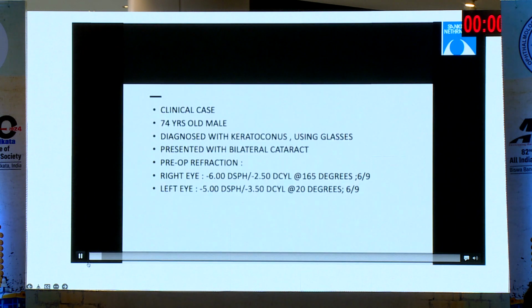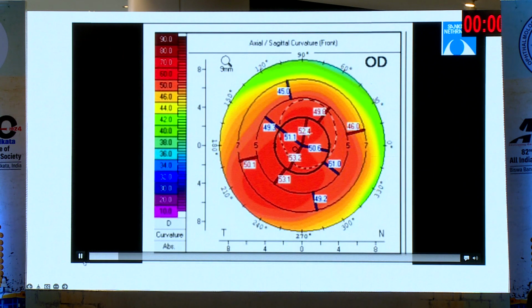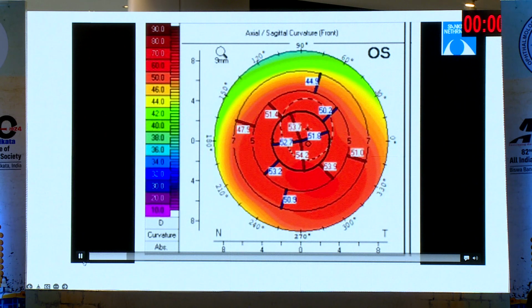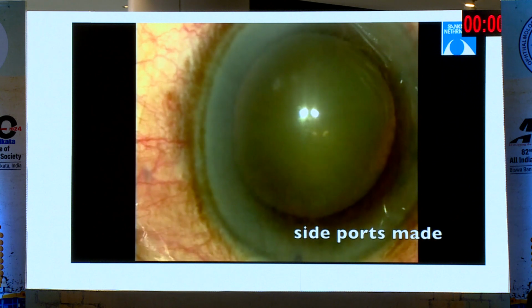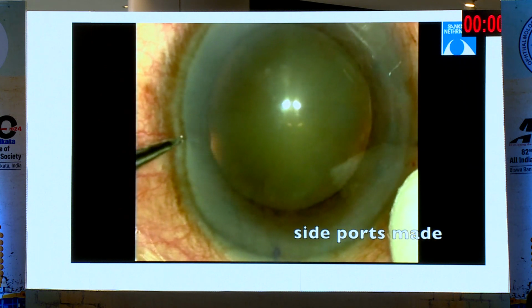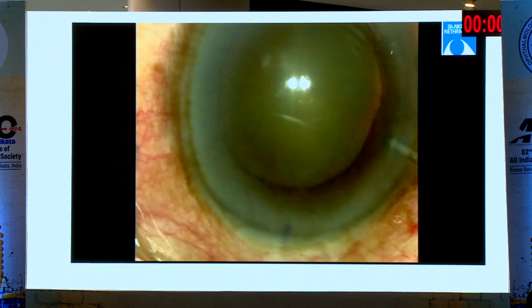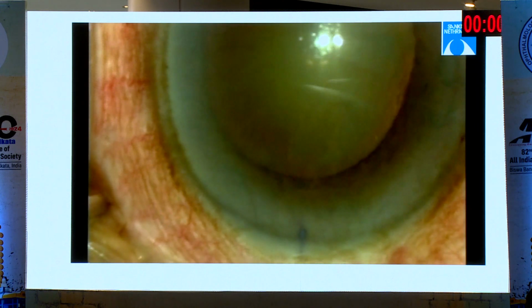We will be coming to the intraocular lens. This was a 74-year-old male with a stable keratoconus. The most important thing is to ascertain the stability of your original pathology before you deal with your cataract. So we went ahead with the IOL power calculation using the Kane formula, which is an AI-based formula. We will be discussing that later.